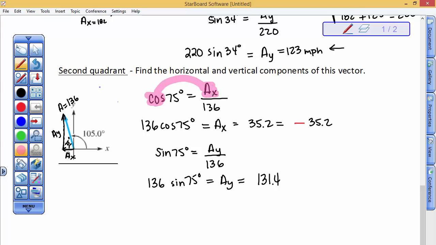Now, why did it work for sine and why didn't it work for cosine? Here's why. In the first quadrant, all the trig functions were positive. In the second quadrant, only sine and cosecant were positive. So sine is positive here and here. And so because I used a 75-degree angle, which is in this first quadrant, it gave me a positive answer. But in the second quadrant, sine is also positive. I'm going to have to erase this now. We might talk about that a little bit more in class.